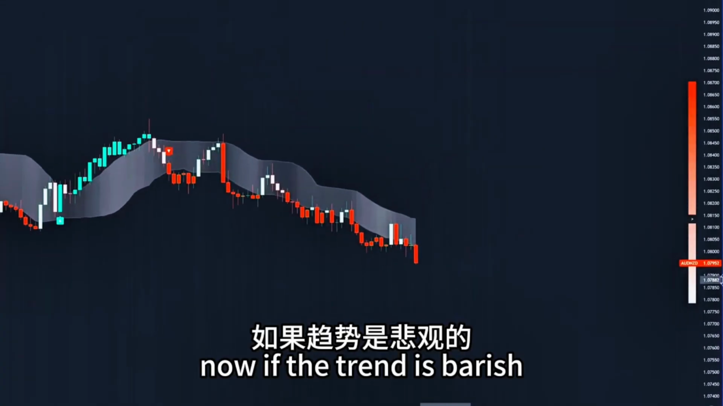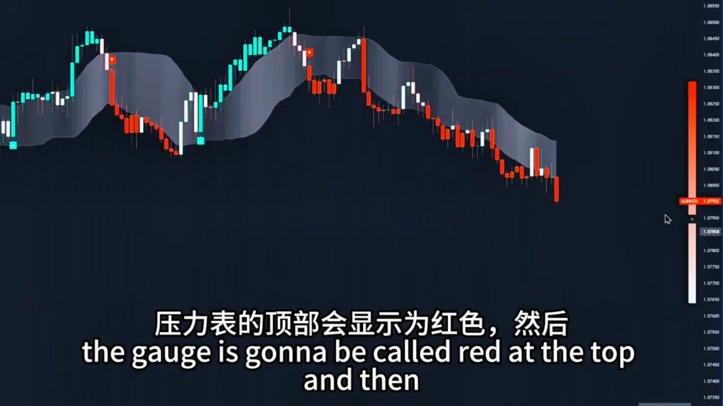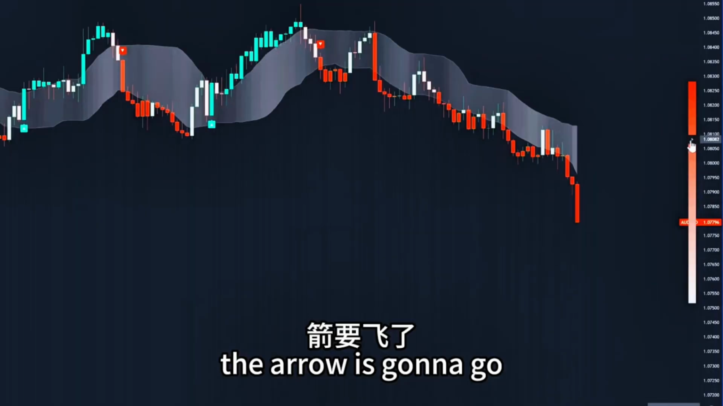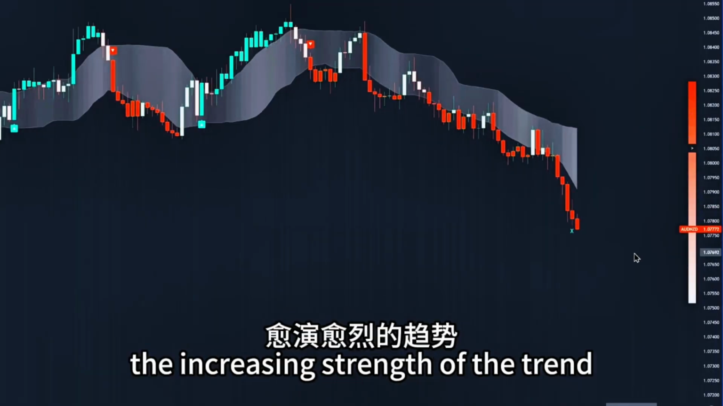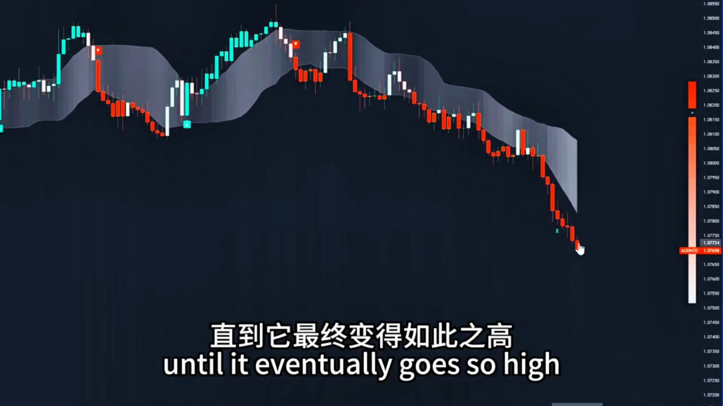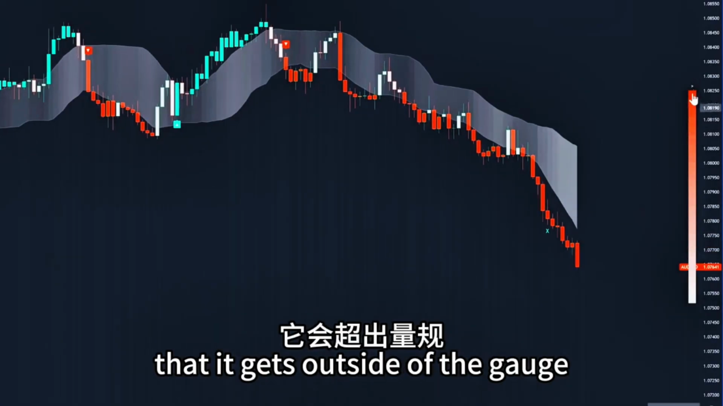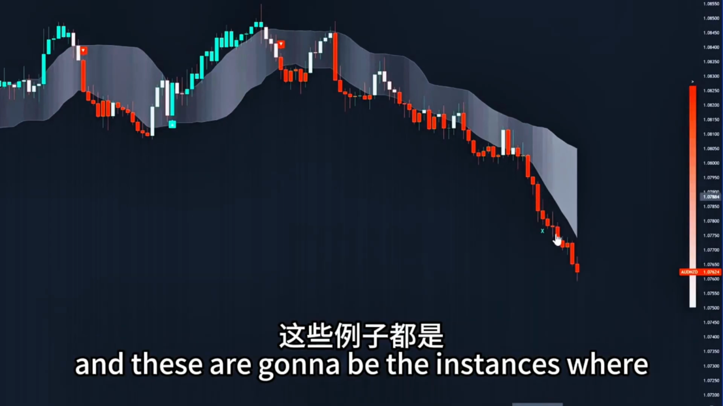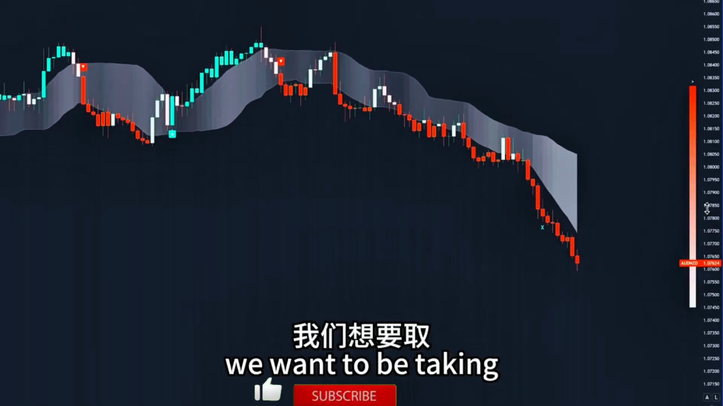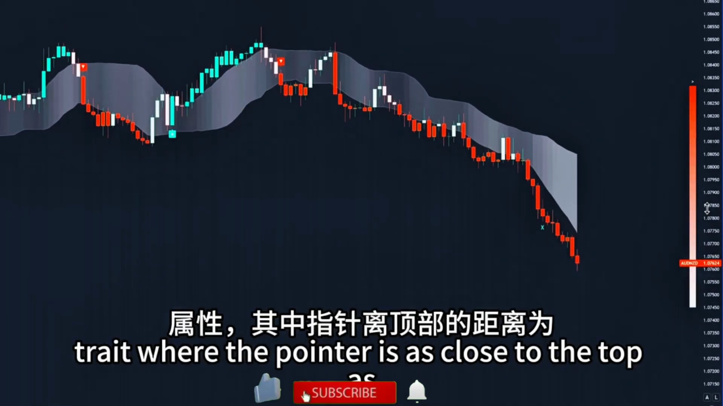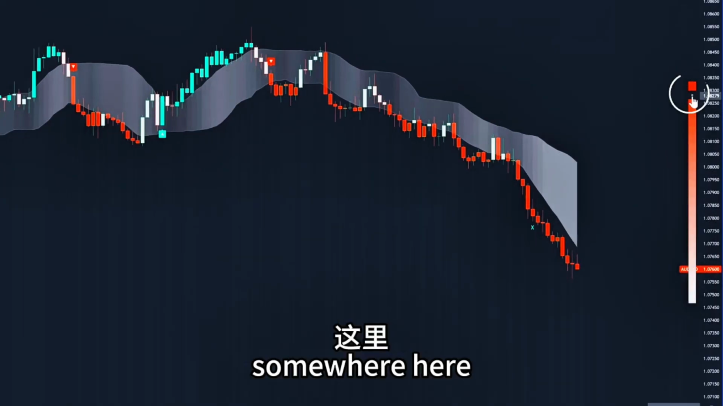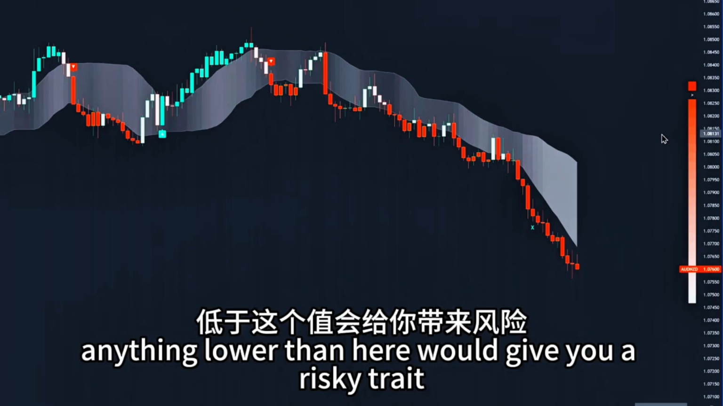Now, if the trend is bearish, well, the gauge is going to be colored red at the top and then white at the bottom. As the strength of the trend increases, the arrow is going to go up and up to represent the increasing strength of the trend until it eventually goes so high that it gets outside of the gauge. That is the strongest any bearish trend can be. And these are going to be the instances where we want to be taking short positions. But if you also get a trade where the pointer is as close to the top as possible, so maybe somewhere here, that would also be an okay trade. Anything lower than here would give you a risky trade.